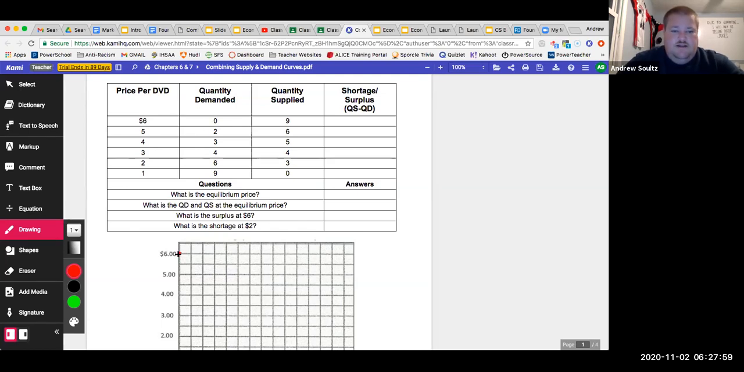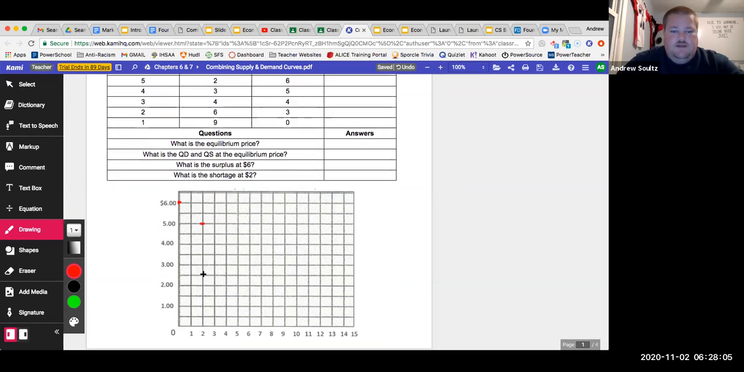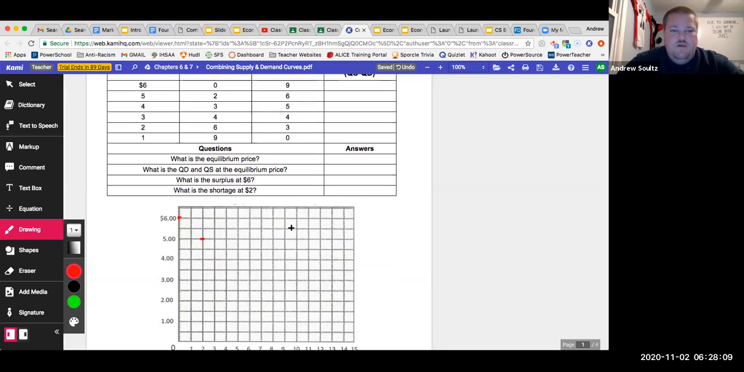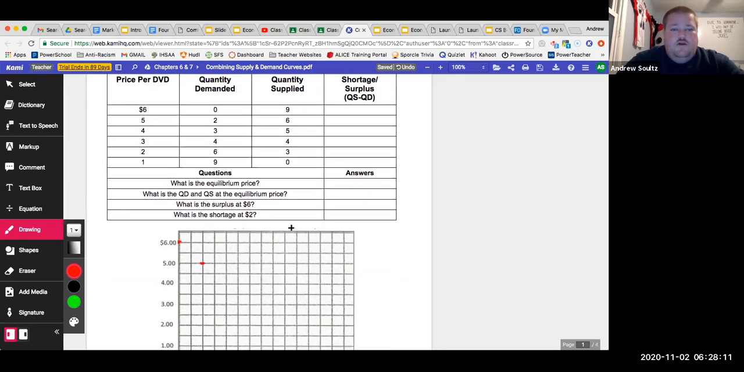So I'm going to make a dot right there. When the price is 5, the quantity demanded is 2. So I'm going to make a dot right there. You see I have my quantities down at the bottom. When the price is 4, the quantity demanded is 3. The price is 3, the quantity demanded is 4. All right, so you see how we'll do that.